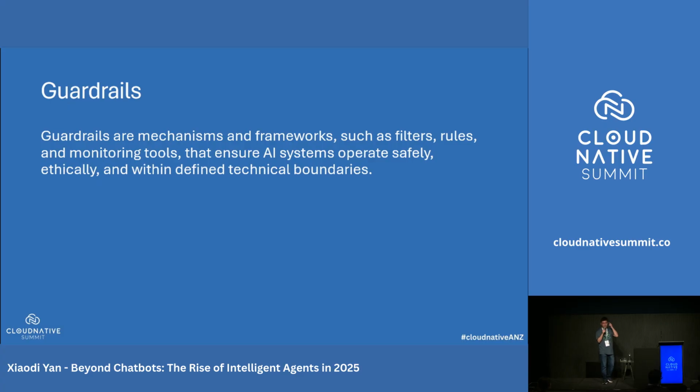I think in this morning's session we also discussed guardrails. Guardrails are basically mechanisms and frameworks to make sure the AI operates safely, ethically, and within the defined technical boundaries. Basically, it's for compliance with regulations.